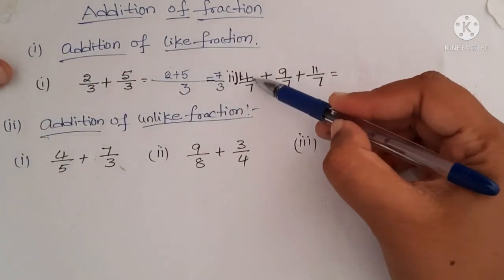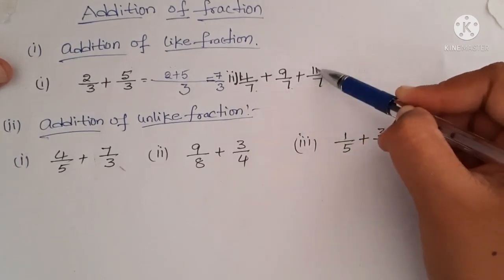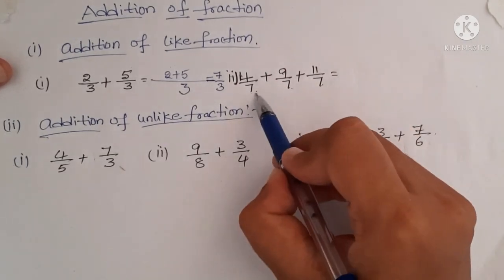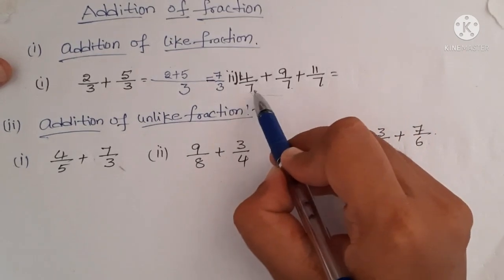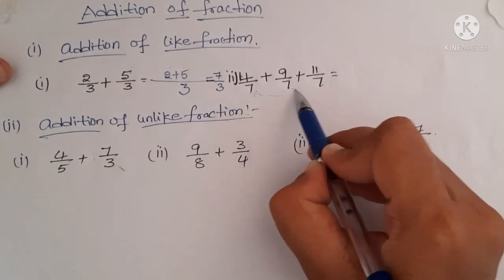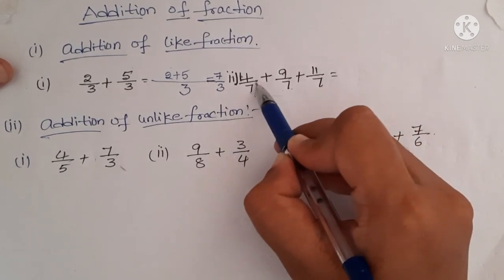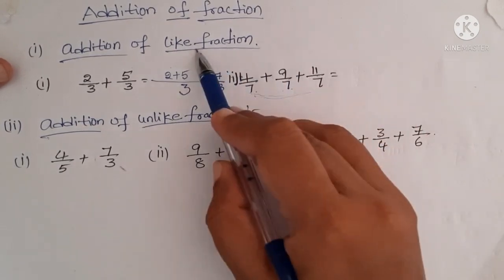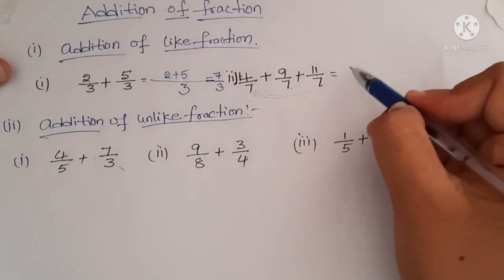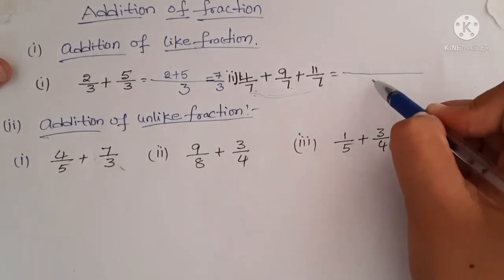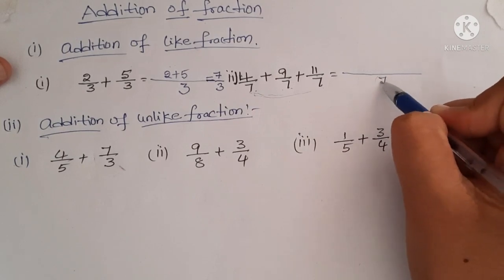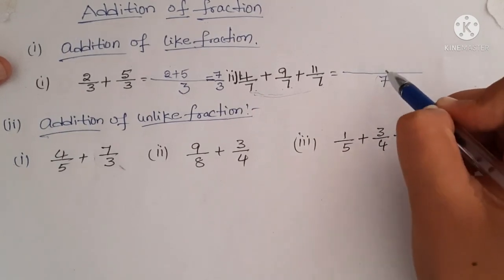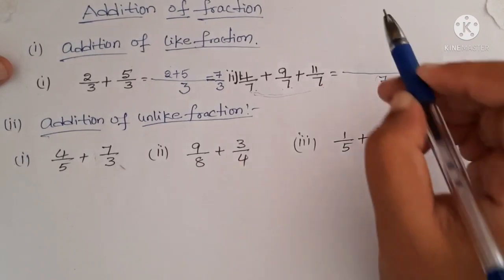And the next one is 4 by 7 plus 9 by 7 plus 11 by 7. First we check the denominator place. See here, 7, 7, 7. So here the denominators are the same. So these fractions are called like fractions. Now you have to write here 7. The denominator remains the same. I write it here, okay, 7.